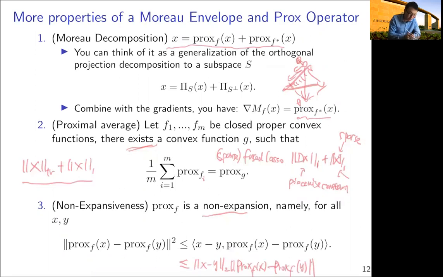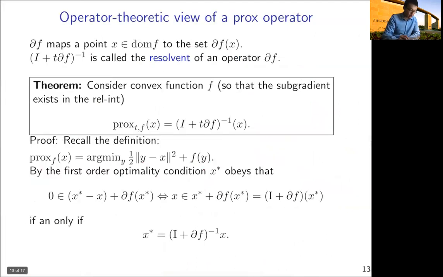Okay, and then cancel the square with the right-hand side, then we get the non-expansion of our previous description. So there's some more to it. Okay, so let's talk about the subdifferential a little bit more.